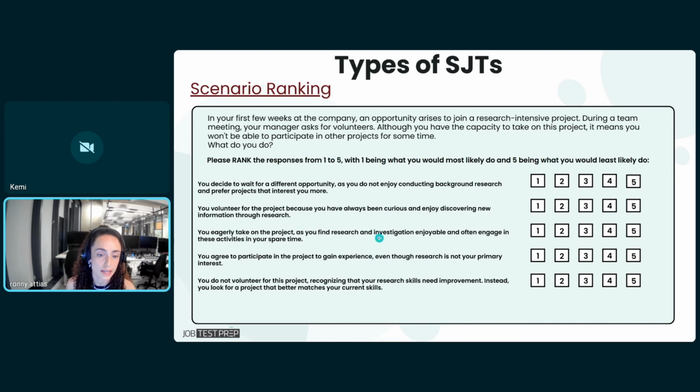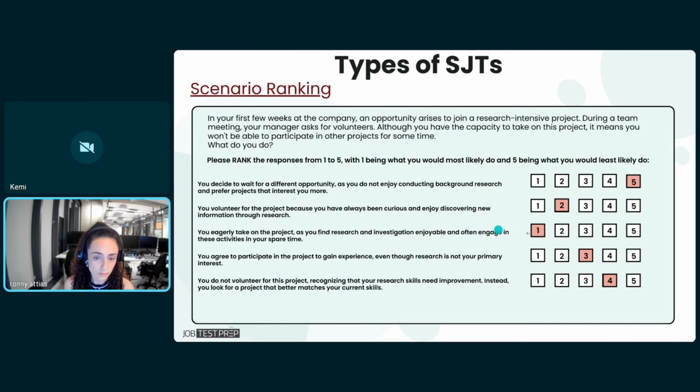Okay, so in this case, if I want to show that I am open, eager, and ambitious, then I would rank option C as first because you eagerly take on the project as you find research and investigation enjoyable and often engage in these activities in your spare time. Okay, you're also showing that even though this is something that maybe is not your forte, maybe this is not your job description, but you are willing to step into something new.